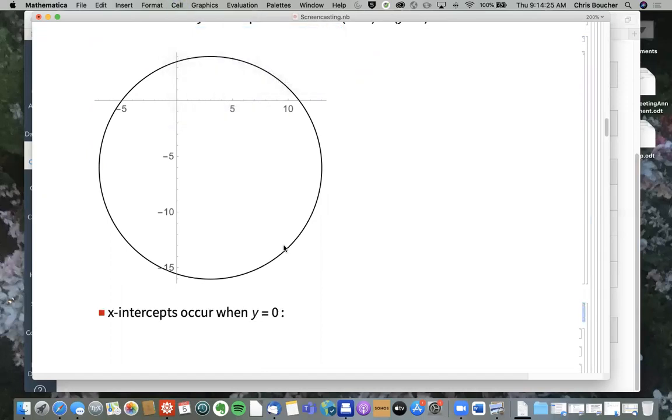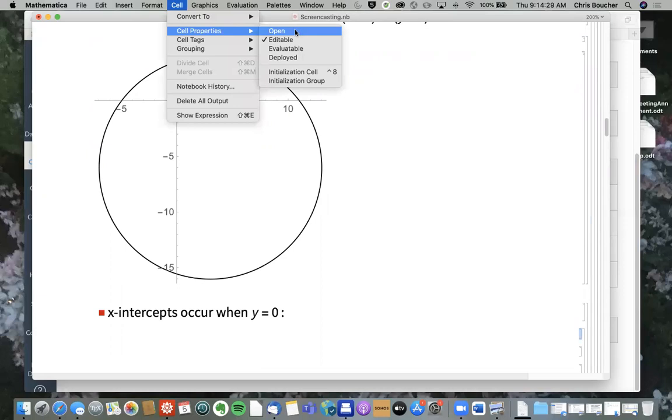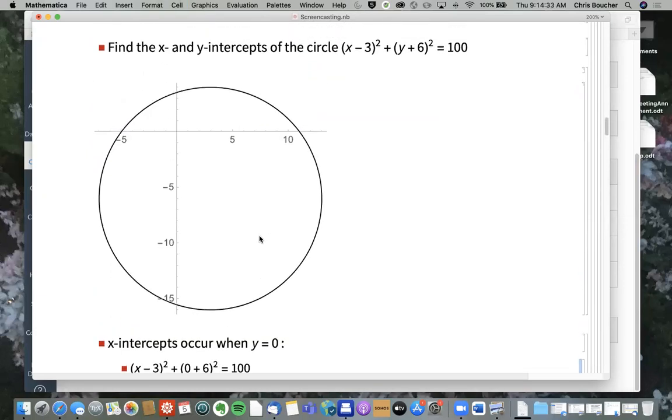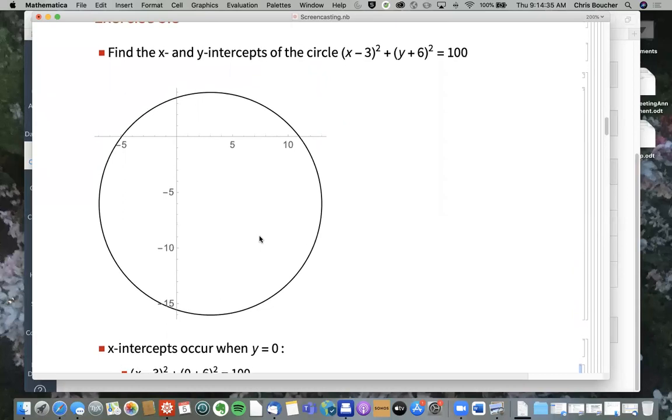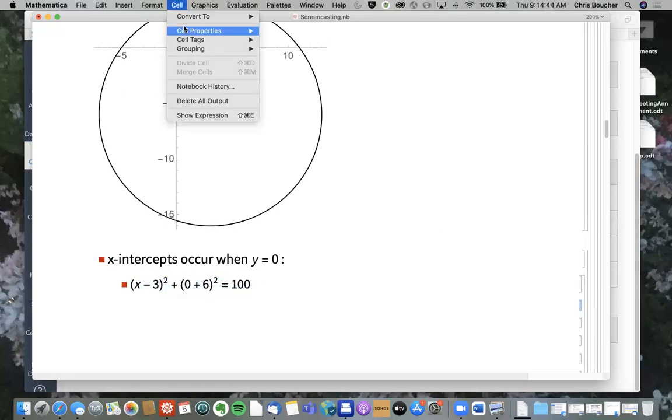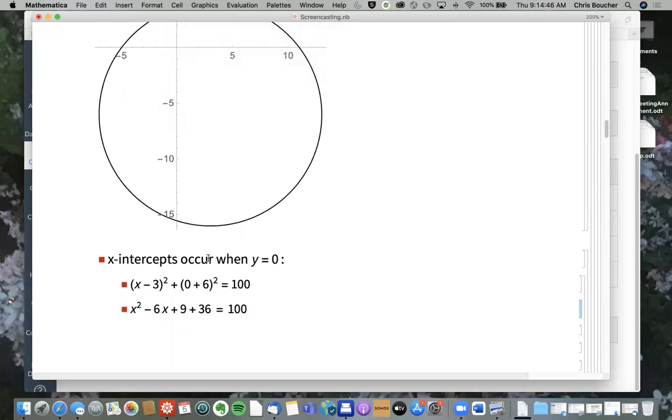So x-intercepts occur when y is 0. So what I will do is take my equation and substitute y equals 0. You can see the original equation, it's a little obscured there at the top of the screen. If you put in y equals 0, it becomes this. And now I have an equation with just one variable in it, which means potentially I can solve it. And this one, indeed, we can.